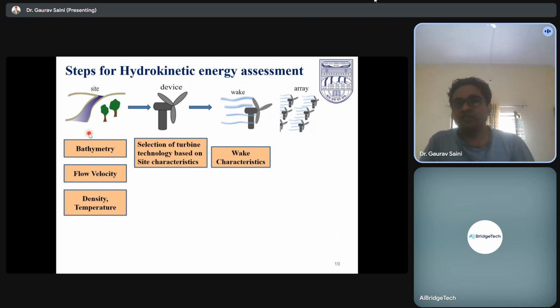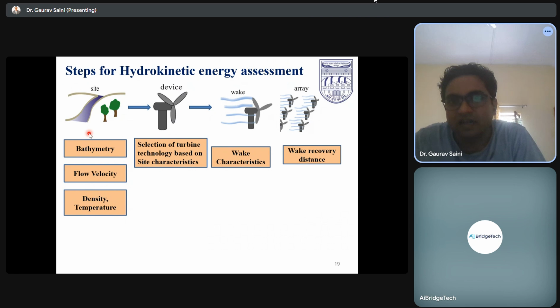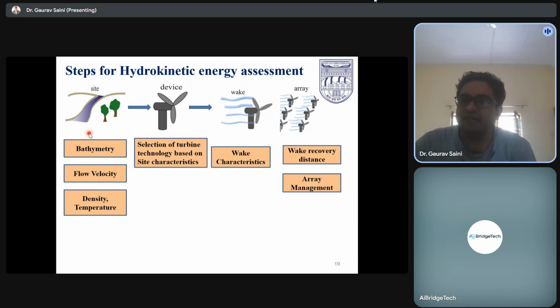Based on the wake recovery distances, you need to consider the effect in the inline direction and then the effect in the transverse direction. That is governed by the wake recovery distance. So we get an idea of at what locations we need to install the next turbine. Next is array management, that is, the management of the array so that we affect the water flow as little as possible.